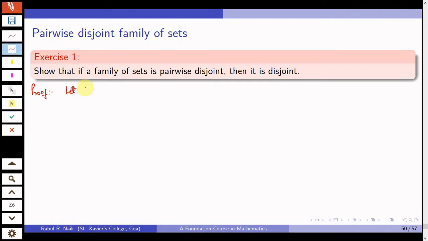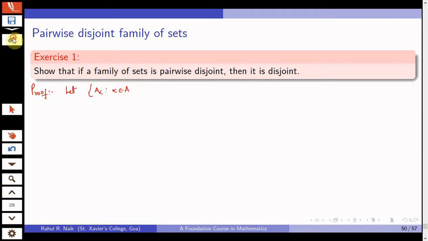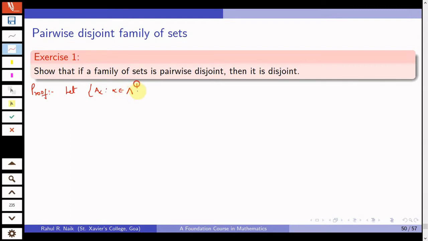Let me start with a family which is pairwise disjoint. So let A alpha, alpha belonging to lambda, be a family of sets, be a pairwise disjoint family. I need to show that it is disjoint.